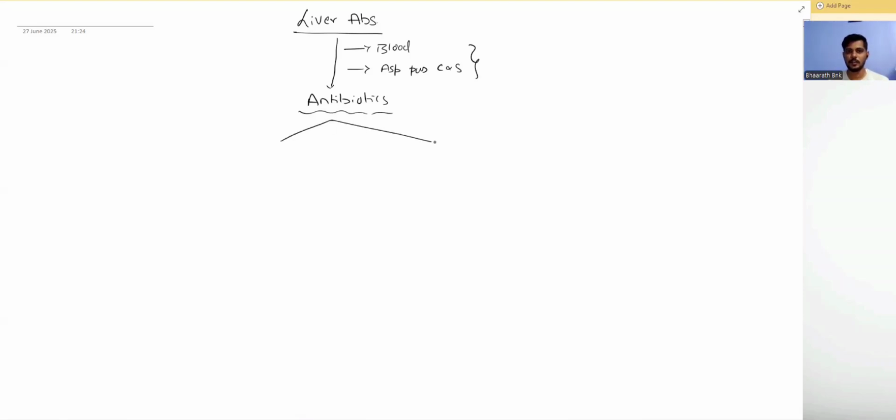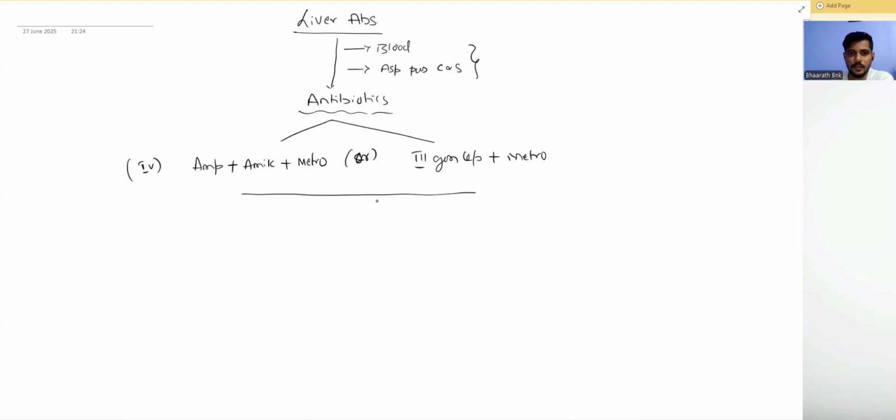Right? So earlier they used to give ampicillin to cover gram positive, and then amikacin for gram negative bacteria, and then metronidazole for anaerobes. But now there are good third generation cephalosporins available, and you can combine these third generation cephalosporins with metronidazole. So any of that can be initiated, and once the antibiotics are initiated and supportive measures are taken, then under ultrasound guidance, the abscess is aspirated.